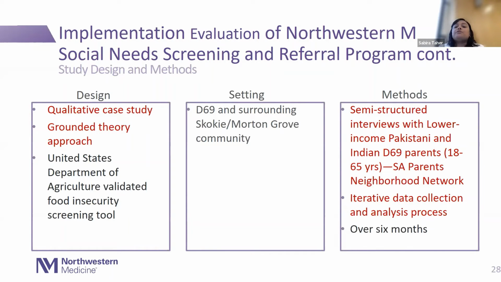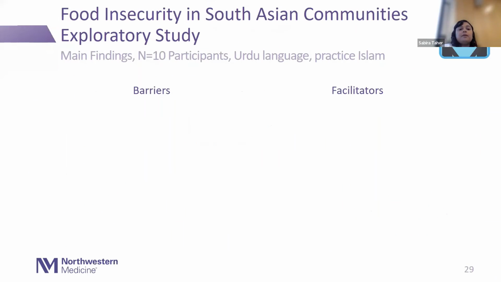D69 established parent networks for different ethnic populations that they serve in order to understand the needs of their immigrant families and to find ways to meet those needs. So this was an iterative data collection and analysis process over 6 months. And so participants basically identified some barriers and facilitators to food insecurity, but I wanted to also point out that we were able to interview 10 participants until we reached data saturation.